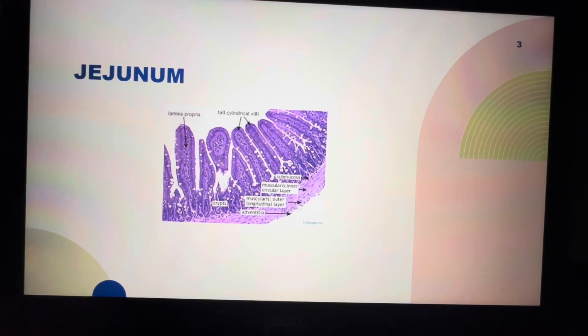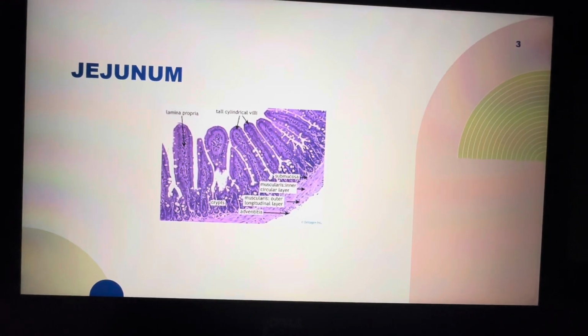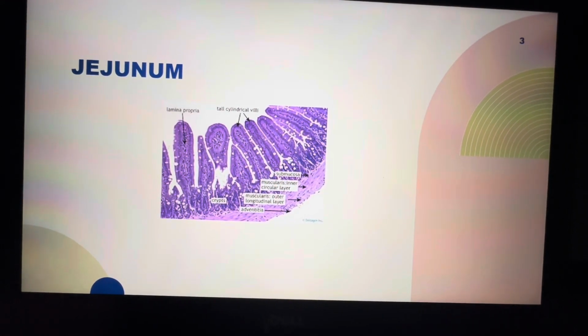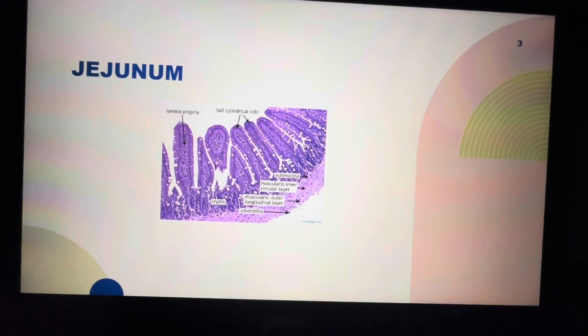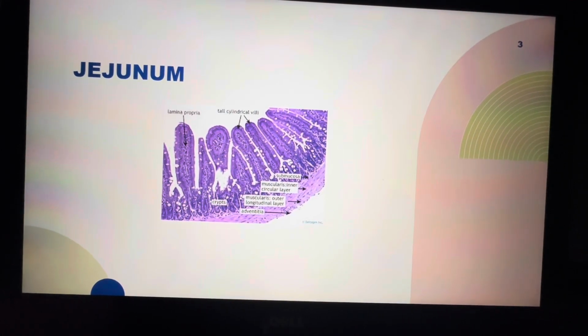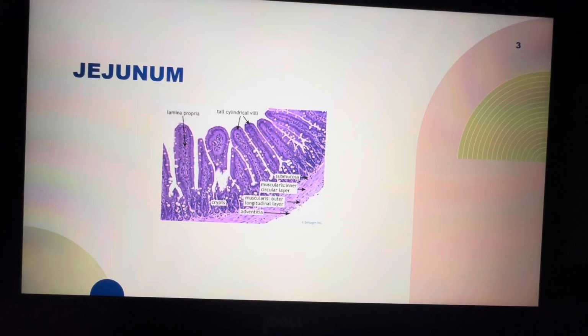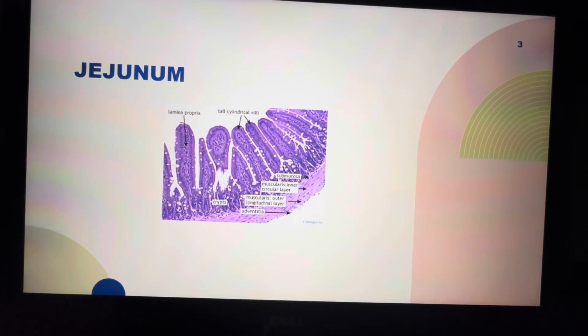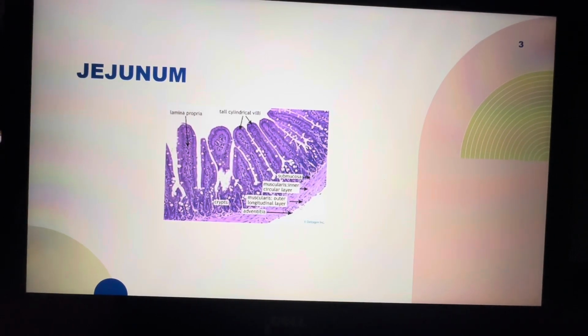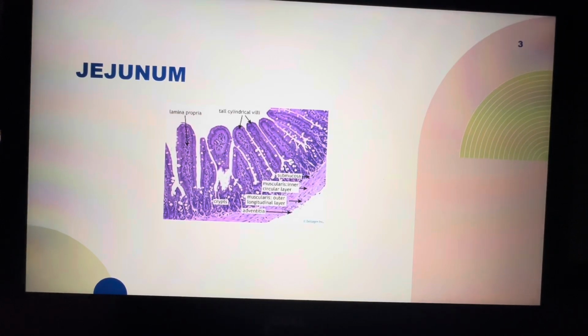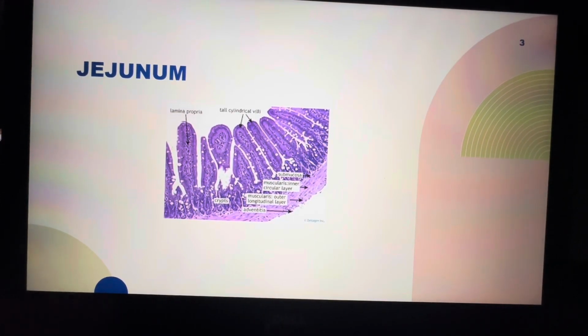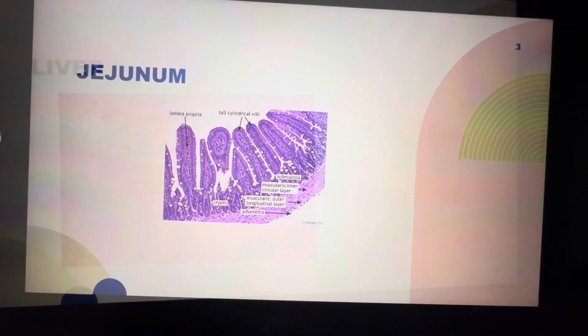villi, and intestinal crypts. In the second layer, which is the lamina propria layer, and then in the submucosa, we're going to be seeing submucosal glands. And in the muscularis externa, we're going to be seeing the inner circular layer and then the outer longitudinal layer.